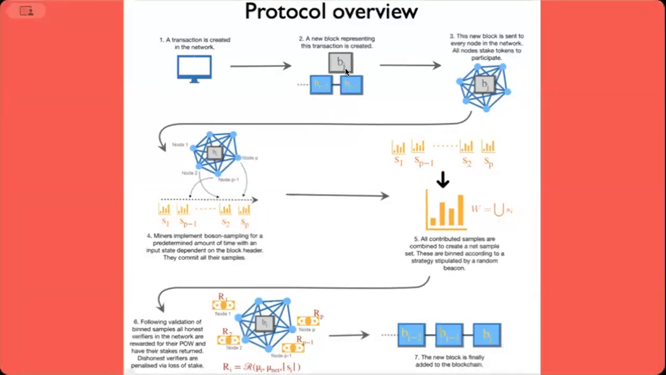Okay, that was the same as last time. Then as we get on to 3, the new block is sent to every node on the network. All the nodes that want to participate, they can choose to do so by laying a wager or a stake. We introduce a wager to penalize nodes if they're dishonest and they're wasting resources. We'll come back to that in a bit. So now, once they've all seen what the transaction is, they start running boson samplers for a certain amount of time. There's a cutoff where they have to submit it by.